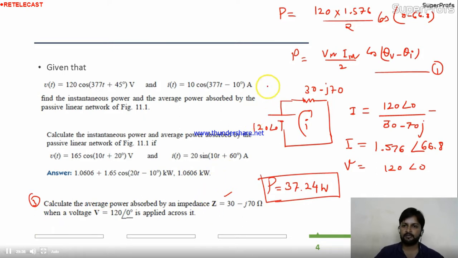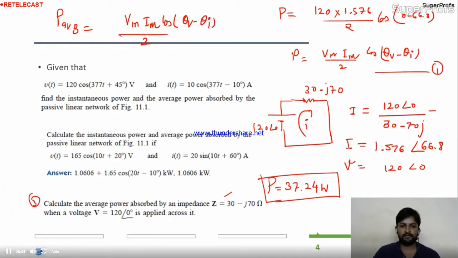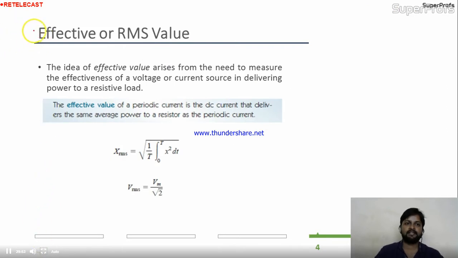Is it clear to you how to calculate the average power? The formula for the average power is always Vm Im cos of the angle between voltage and current in the element, divided by 2. I hope this is clear to you. Come to the next topic, and that is the effective or RMS value.